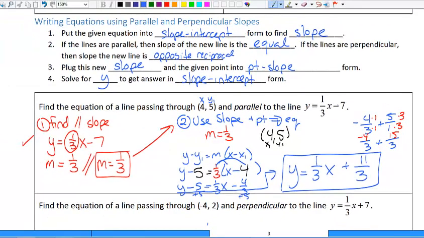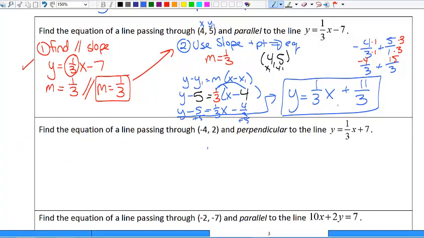Let's try a perpendicular problem. The equation of a line passing through negative 4, 2, again, that's my x1, y1. And this time I'm perpendicular to this line. So, step 1, I have to find my slope. This time I'd say perpendicular slope. So we have y is equal to 1/3 x plus 7.